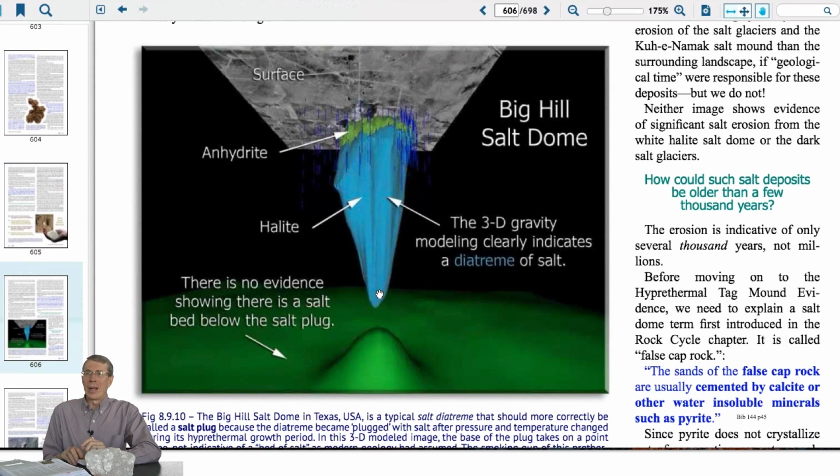We're looking under the ground right now. This is halite, which is NaCl, that's your table salt. And anhydrite up here at the very top is a separate layer, they call it a cap rock, and it's also a salt. It's gypsum that doesn't have water in it.